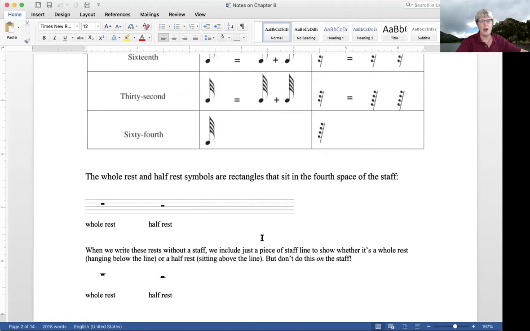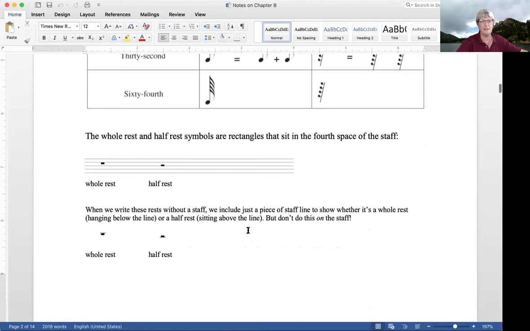Okay, so when you're writing a whole rest or a half rest in the staff, you should write it just as a rectangle, either hanging down from the fourth line or sitting on top of the middle line. When we're writing it just on its own in a text or something, like in this table, we have to show a little piece of the staff line to indicate whether it is a whole rest or a half rest. So the whole rest is shown as a rectangle with just a little piece of the fourth line above it to show that it is a whole rest.